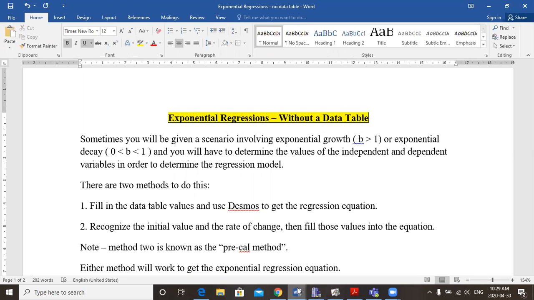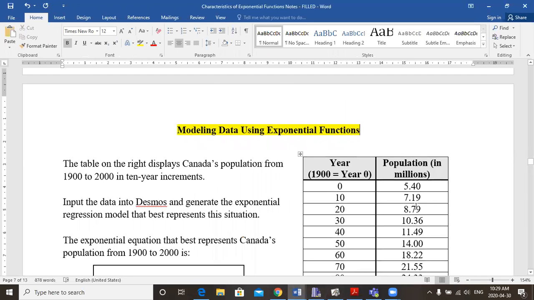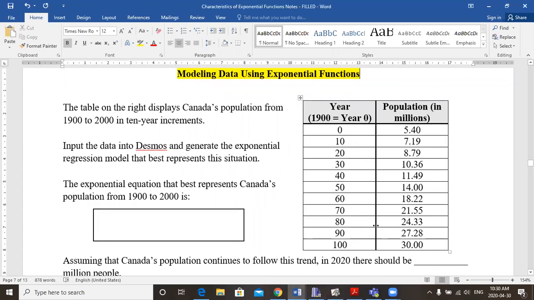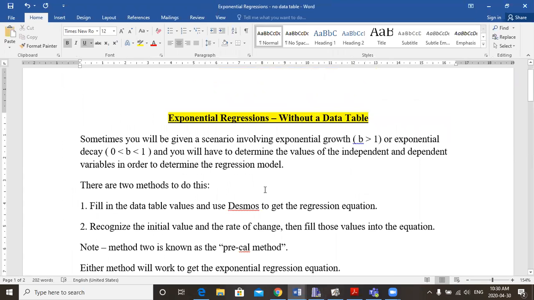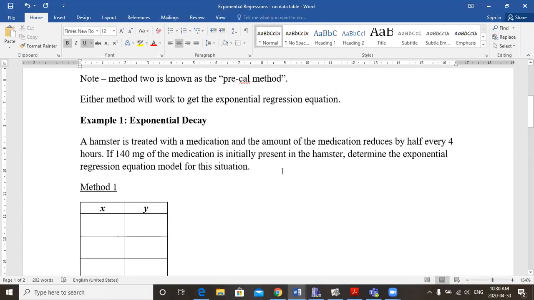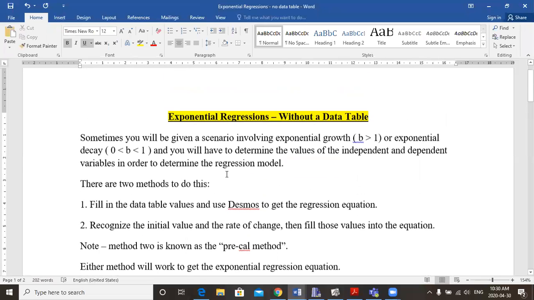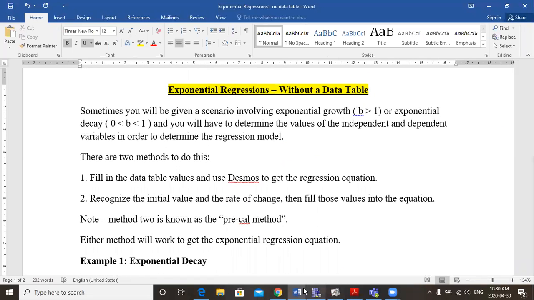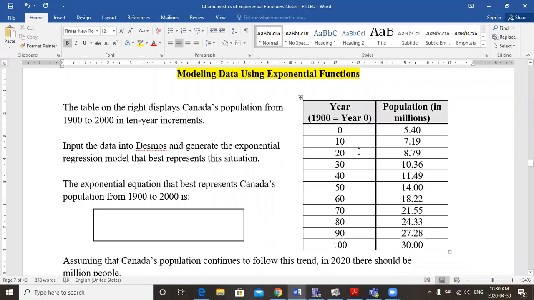So there are two scenarios. Scenario one, you're given some data and you're going to determine the model. And the second scenario is when you are not given a data table. You're going to be given a scenario and a context, and you're going to have to build the data table, and there are some different methods that we are going to be looking at. So two different things that we have to do. The first one we're going to do is looking at how to build an exponential regression model when we have data given to us.